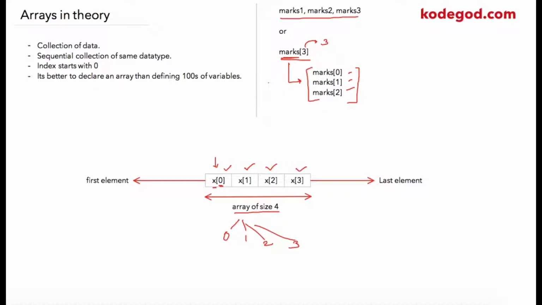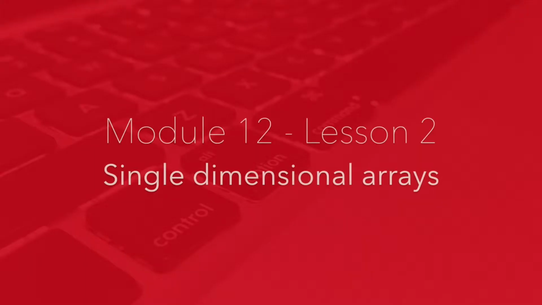Again, just to revise, x is an array which is a collection of the same data type. Here in this example, I am using x as an array of size 4. So x0 is my first element and x3 is my last element. In the next lecture, we will check how we can declare, initialize and use arrays in a program.